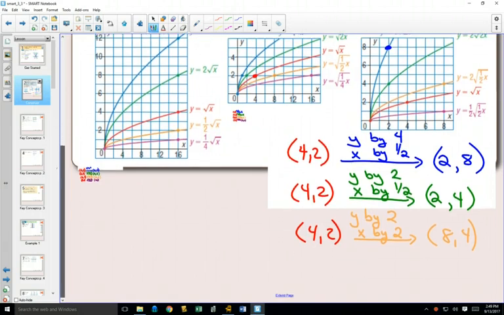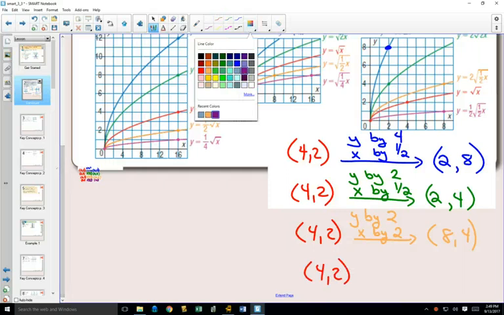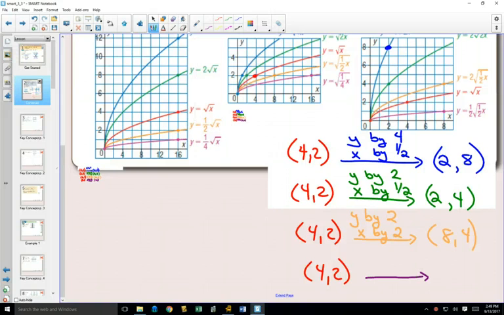And finally, for the last one, on the purple graph, we've got a half on the outside of the function. So that means our y values are going to get multiplied by half. We have a half on the inside of the function. So our x values are going to get multiplied by 2. And we will end up with the point 8, 1.